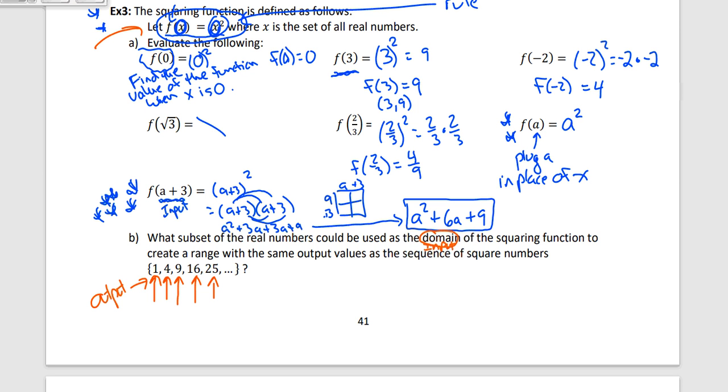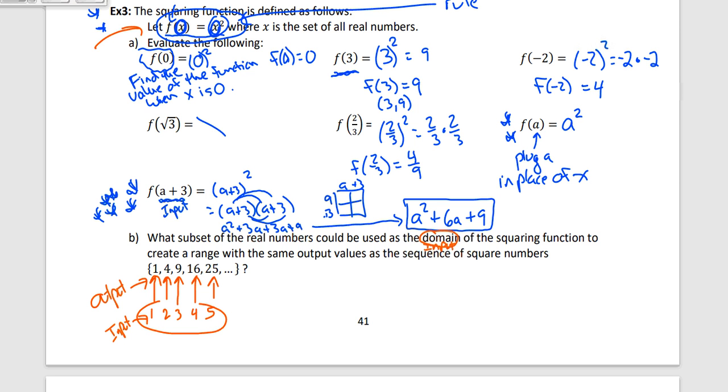So remember, this was our squaring function where we take the input and square it. So what number squared is 1? It's a 1. What number squared is 4? That would be 2. What number squared is 9? That would be 3. What number squared is 16? That would be 4. What number squared is 25? That would be 5. So this is like our inputs right here, while this is our outputs.